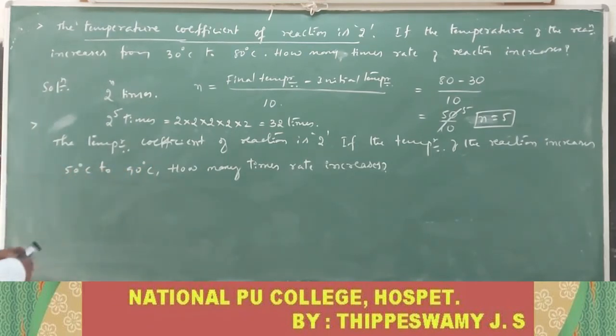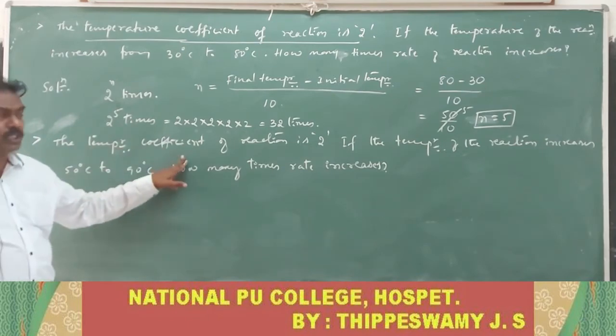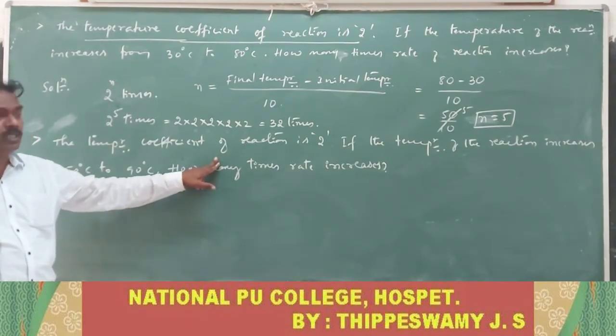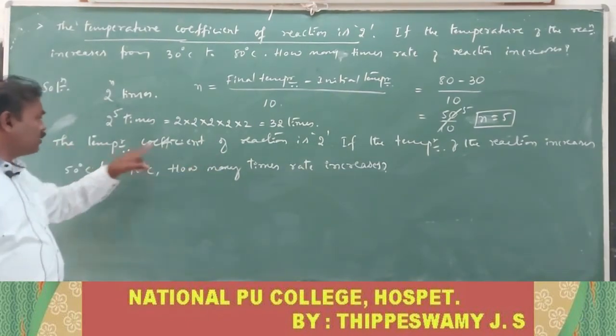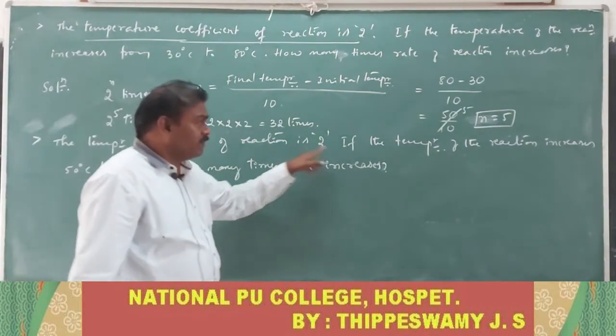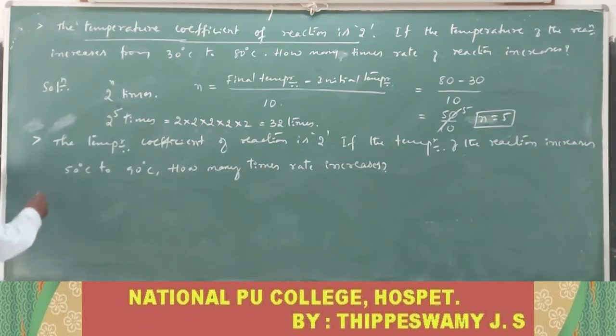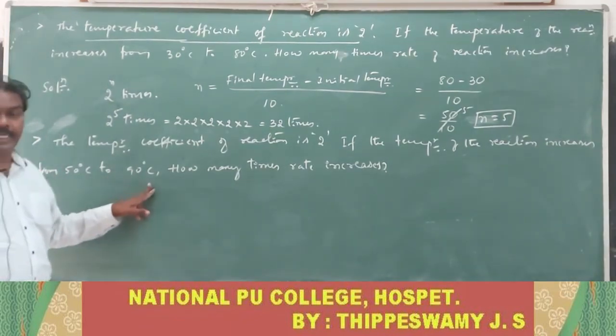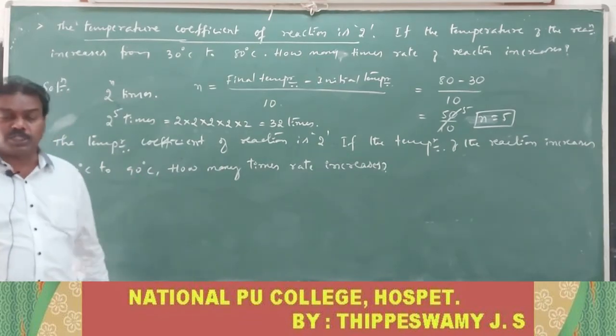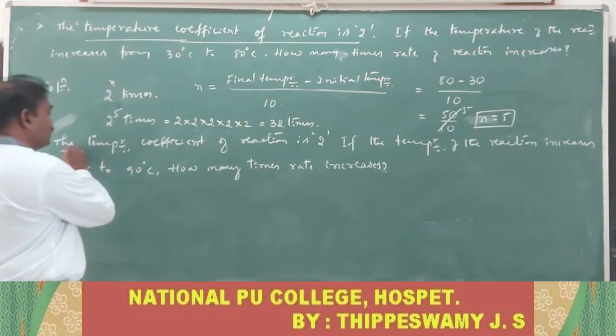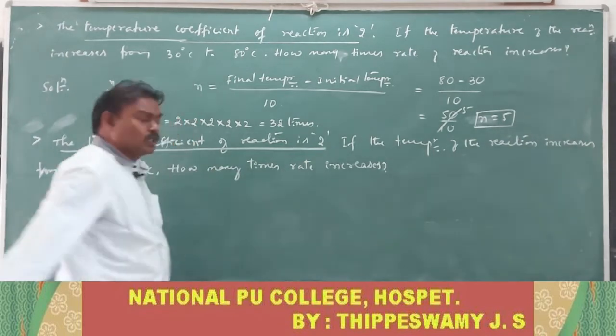What is the second one? Take the second numerical. The temperature coefficient of reaction is 2. You have to note all the numericals. The temperature coefficient of reaction is 2. If the temperature of reaction increases from 50 degrees Celsius to 90 degrees Celsius, how many times does the rate of reaction increase? You should know the point first of all: the temperature coefficient of reaction is 2 only.